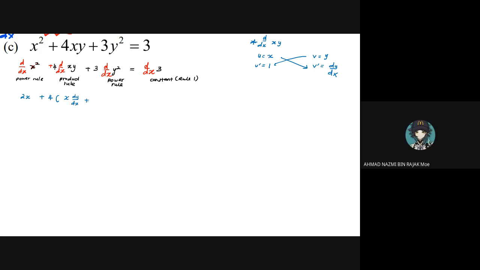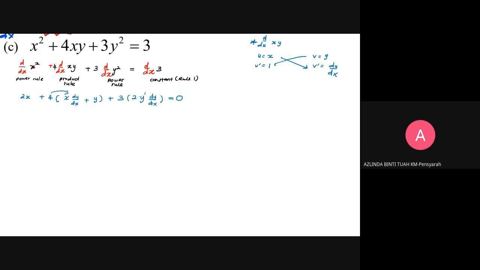Plus y. Okay, plus 3, differentiate y squared. Power rule mesti ada 3 step. 2, y the power of 1, and then differentiate, dy dx. Okay, differentiate y is dy dx. Okay, on the right hand side, differentiate constant. Always 0. Okay. So what's next?